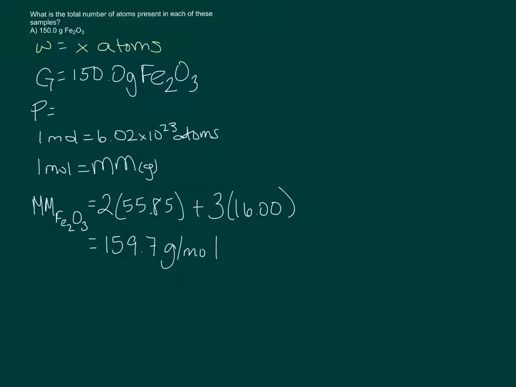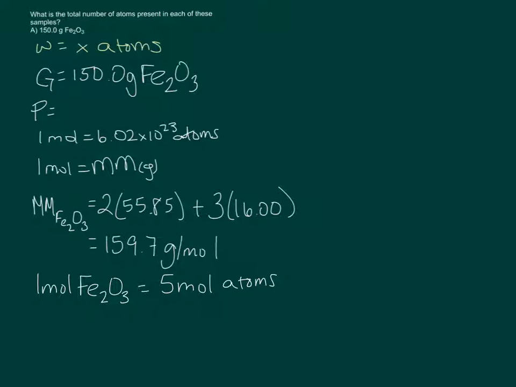Well, I know for every 1 formula unit of iron 3 oxide, if I just count out how many atoms there are, I can see that there are 2 irons and 3 oxygen, a total of 5 atoms total. So for every 1 formula unit, I have 5 atoms. That can be extrapolated to say that for every 1 mole of iron 3 oxide, I have 5 moles of atoms. Okay, I can say that because it's a ratio, right?